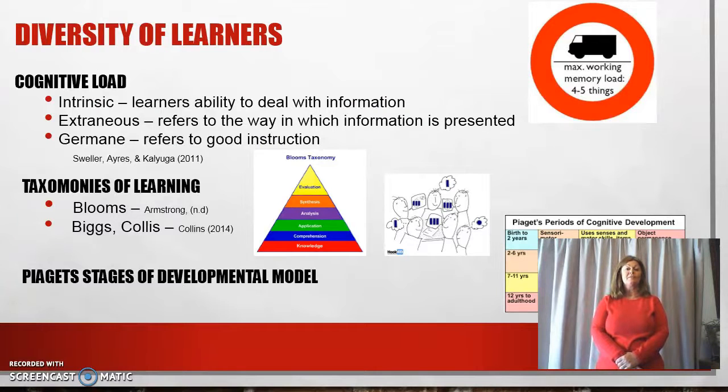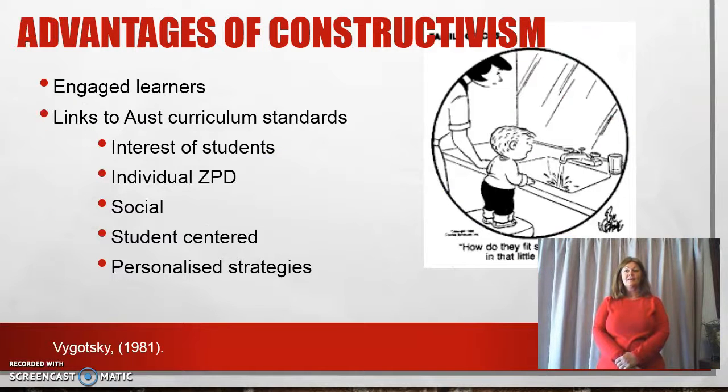Researchers have also discovered that there are other factors that need to be considered to bring effective learning strategies into the classroom. These include cognitive load, taxonomies of learning as discovered and brought to the table by Bloom, Biggs and Collis, and Piaget's stages of development model. Constructivism helps develop higher orders of thinking, and it goes beyond surface level learning, where behaviourist approaches of teaching may be implemented in the classroom to embed rules and basic compliance matters.